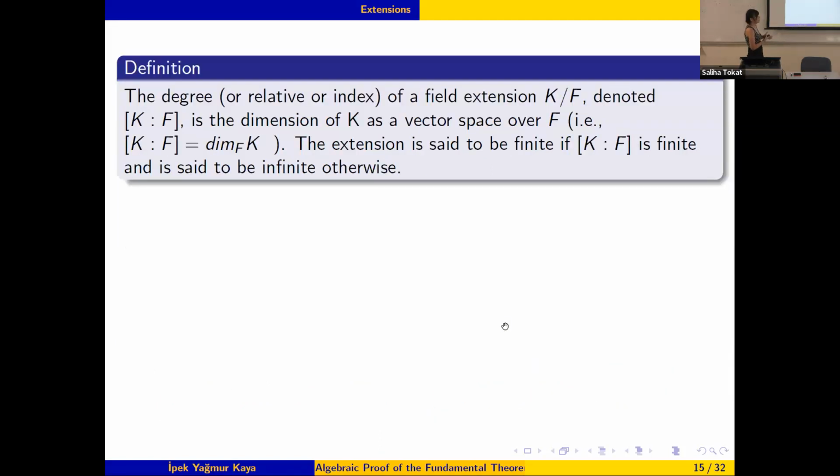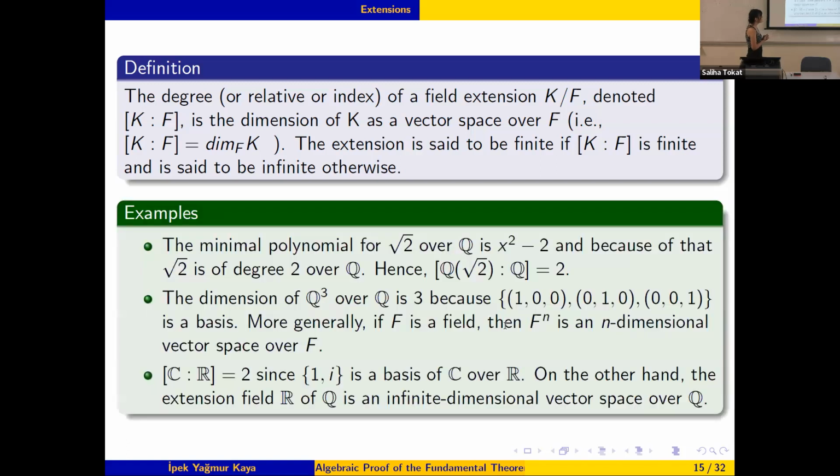The degree, or relative index, of a field extension K over F is the dimension of K as a vector space over F. The extension is said to be finite if the degree of K over F is finite, and is said to be infinite otherwise. For example, the minimum polynomial for square root of 2 over Q is x squared minus 2, and because of that, square root of 2 is of degree 2 over Q. Hence, the degree is equal to 2.